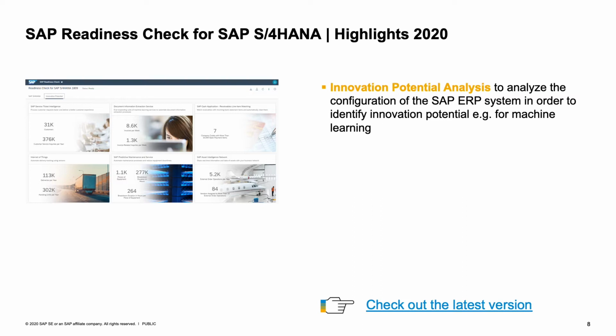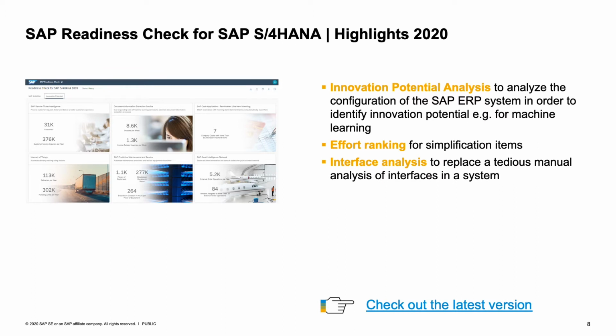Still, there are improvements like the innovation potential analysis. You see the screenshot. It's a tab on the readiness check to switch to this innovation potential analysis, which shall analyze what the innovation potentials are in your ERP sources. That is already available.